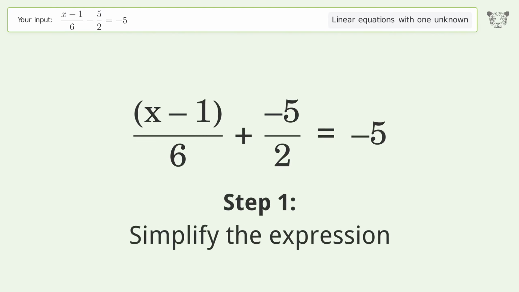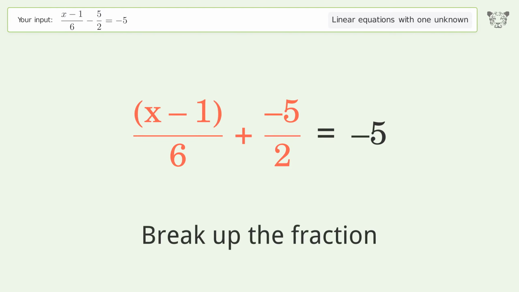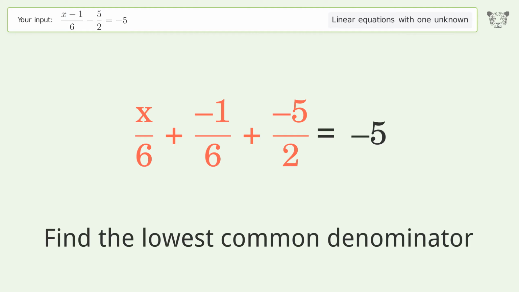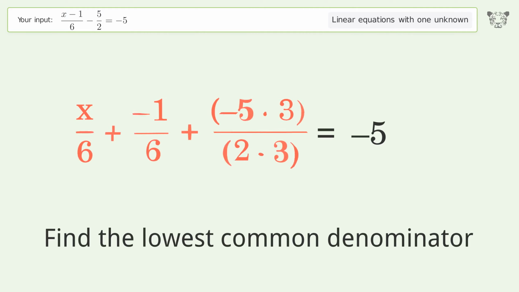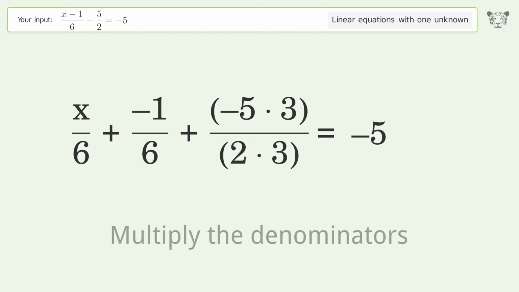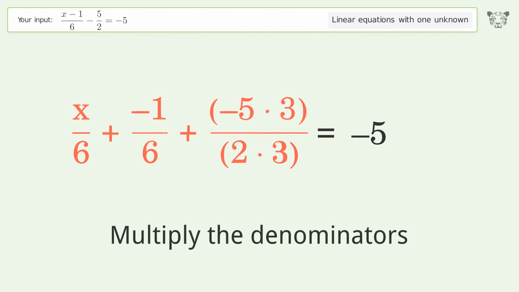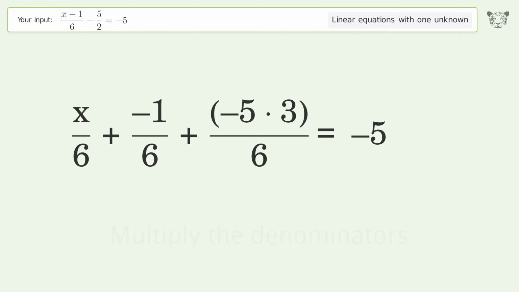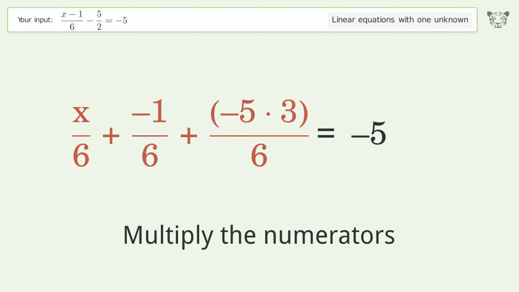Simplify the expression. Break up the fraction. Find the lowest common denominator. Multiply the denominators. Multiply the numerators.